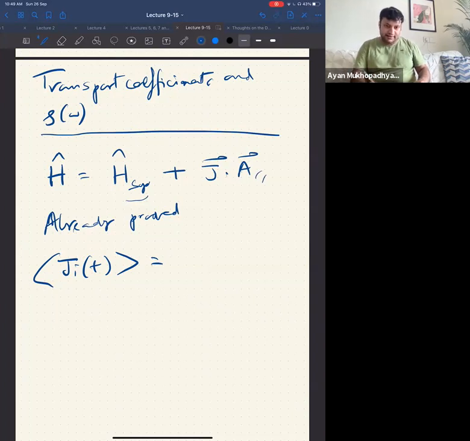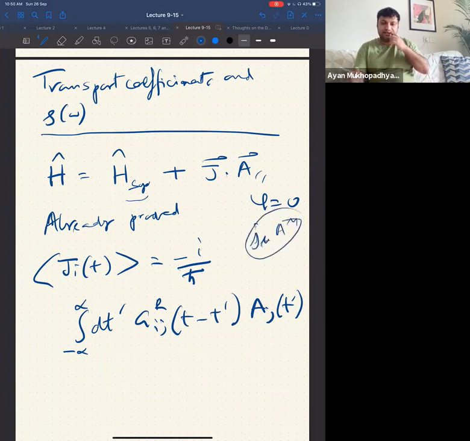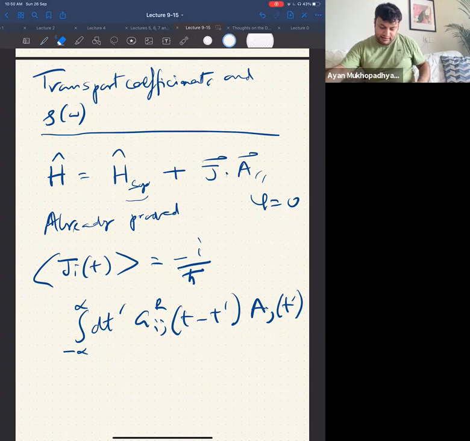Only linear in A, and then I get minus i/ħ, integral from minus infinity to infinity dt′, the retarded propagator G^R_ij(t − t′) times the vector potential. Here actually I'm using a gauge in which I'm setting the scalar potential to 0. I can always do that. Then I only get this term in my Hamiltonian. You have seen this term j dot A before, in the electromagnetics course. In the electromagnetics course, j^μ A_μ is a Lorentz invariant interaction term.